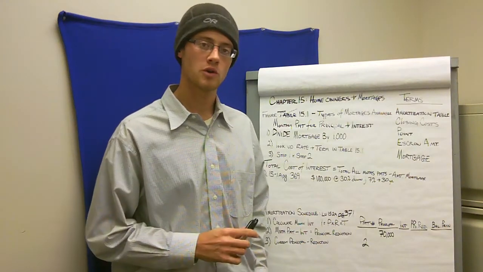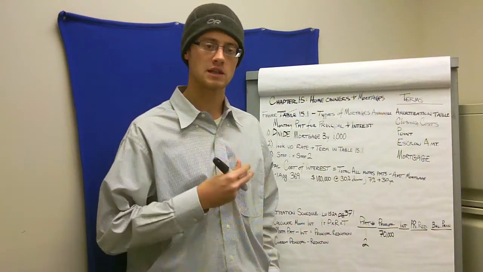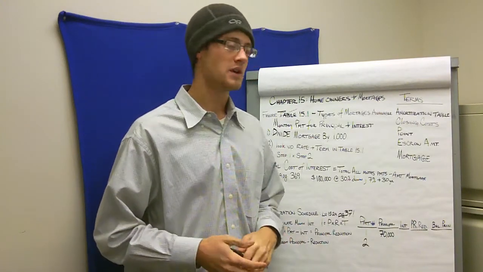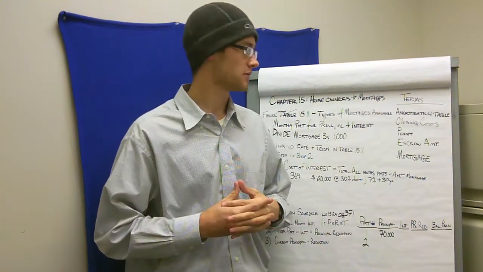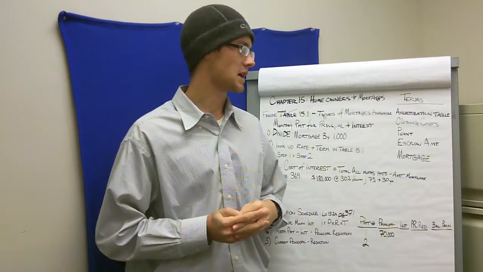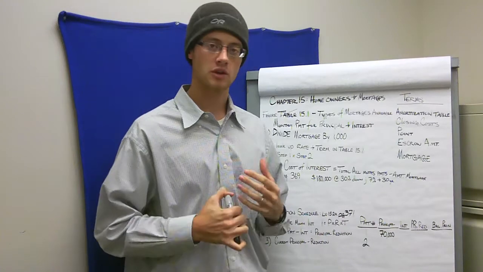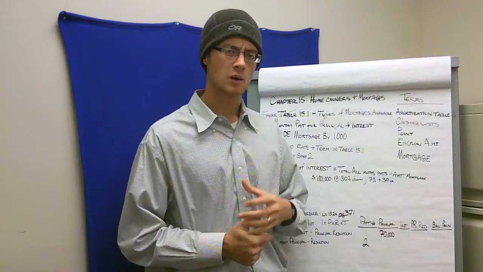We're going to look at homeowners and the mortgages that they might purchase if you're owning a home. Obviously there are going to be terms in this chapter: amortization table, closing costs, points, escrows, mortgages. So you'll need to know the terms. We're going to just jump in.